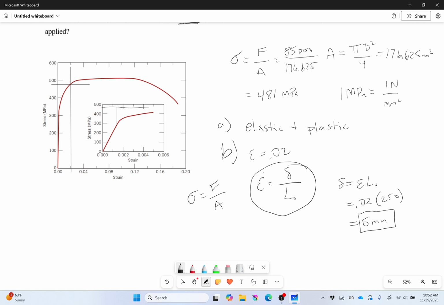So there we go. Hopefully this gives you an idea of how you can use these stress strain diagrams to figure out the relationship when you go outside that linear region.